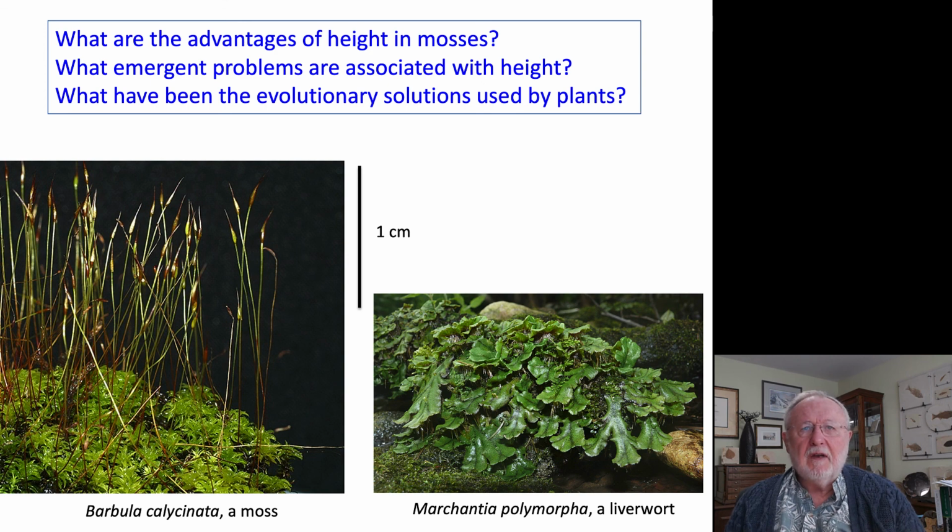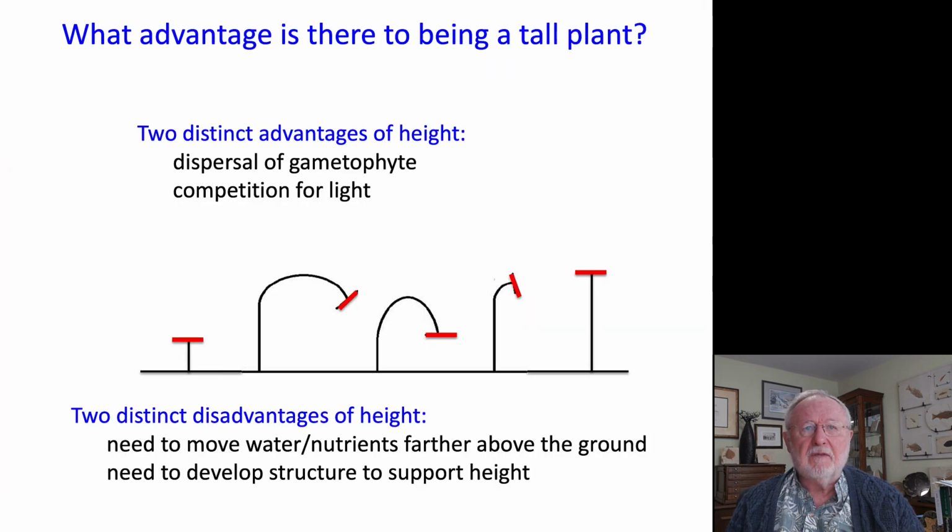So what are the advantages of height? What are the problems associated with height? What are the evolutionary solutions? And going from the very prostrate liverwort form to the more elongated and taller moss form, there was a change in height. It had some advantages. One is greater dispersal of the gametophyte. Second is the ability to compete better for light.